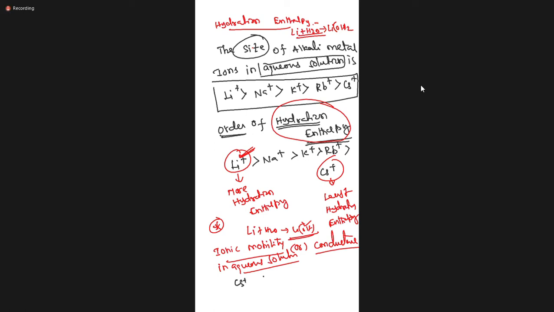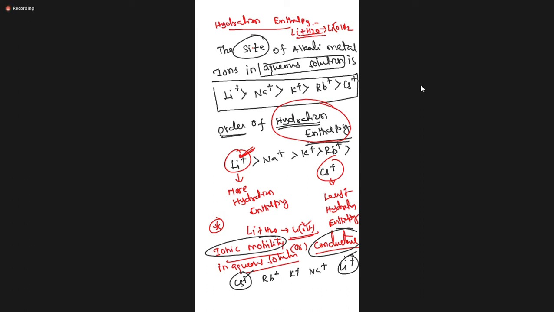Cs plus, Rb plus, K plus, Na plus, Li plus. Which is more ionic in nature? Cs plus is more ionic in nature than Li plus. It has more ionic mobility. Which is the better conductor? Conductor means it will conduct current. Cesium plus will conduct current more than lithium plus.